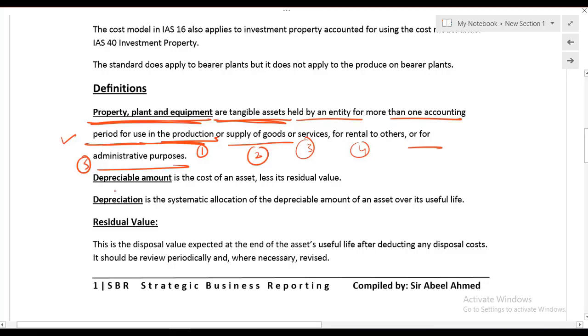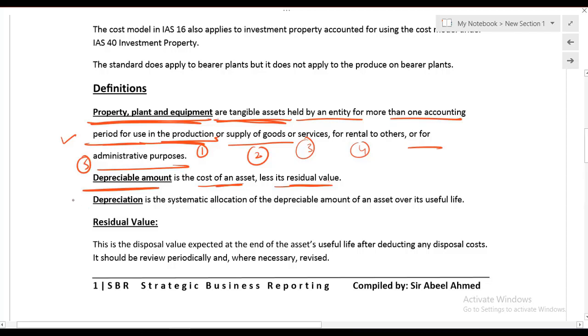Okay. So after property, plant and equipment, we need to discuss one more very important concept, that is depreciable amount. Depreciable amount means simply cost of an asset less residual value. We are going to discuss later on how to measure the initial cost of the property, plant and equipment, and what is residual value. Wait for a moment. But right now you just need to know depreciable amount means cost of an asset less residual value. We actually depreciate only the depreciable amount.